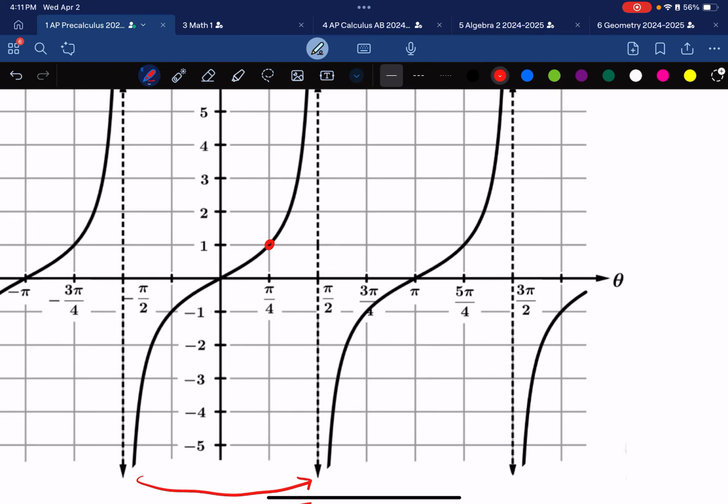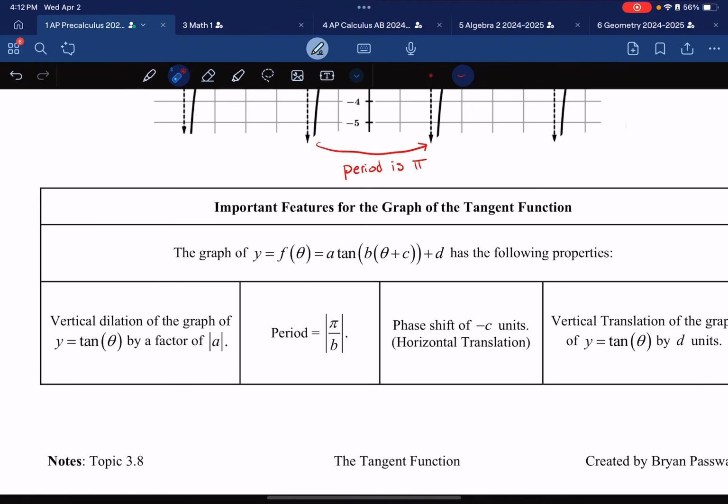But if I have to pick 2 points that are really important, star them. Those are the 2 points that are really important. At pi over 4, I should come to a height of 1. At negative pi over 4, I should go to a height of -1. Other than that, you don't really have anything to rely on.